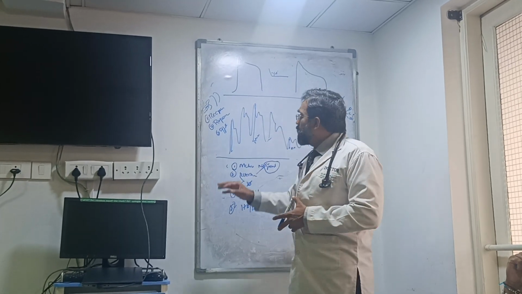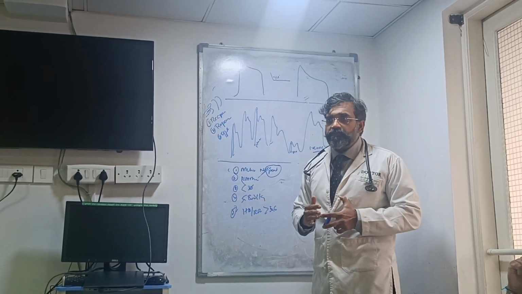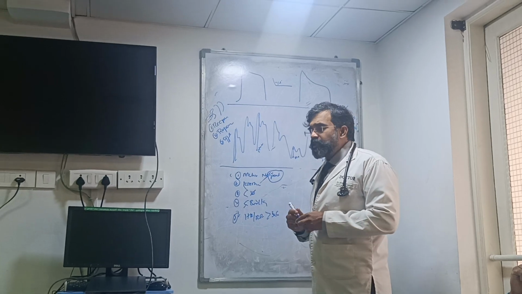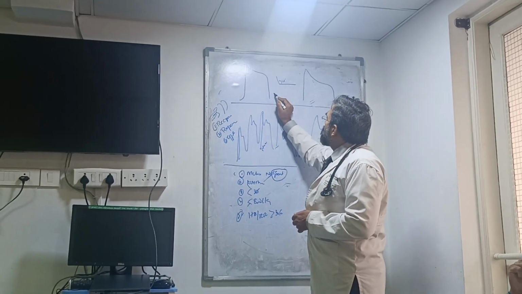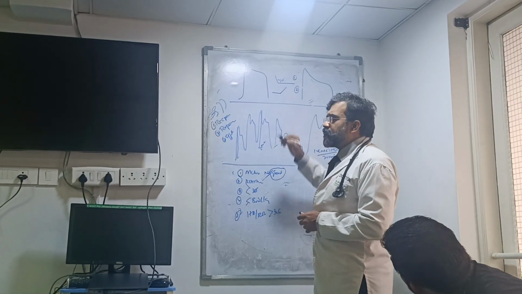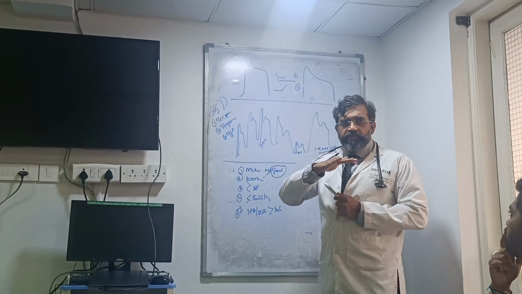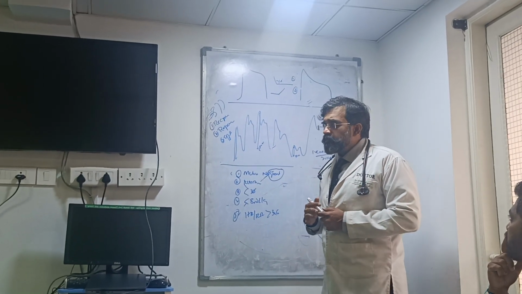Now what we do? After doing this, we tilt the bed. We don't move the patient. We don't ask the patient to do anything. We tilt the bed such that the patient becomes like this. This is step 1. This is step 2. The legs are going up. The patient remains supine.